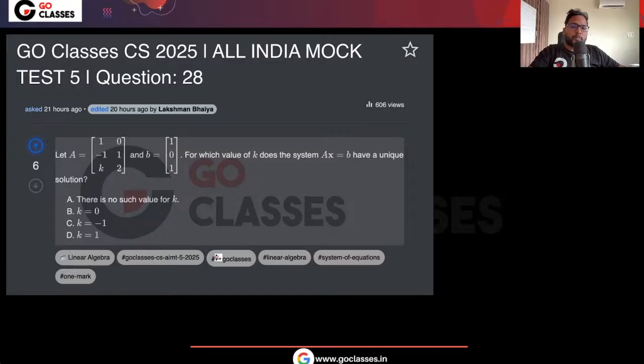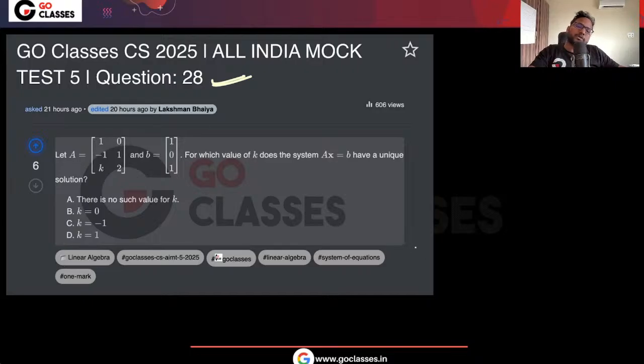Now let's move to the next question. Let's see what this question is saying. This is question number 28. They are saying let A be this and B be this. For which value of k does Ax equal to b have a unique solution?